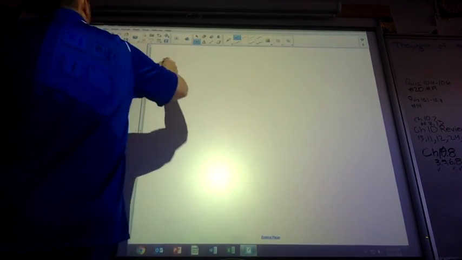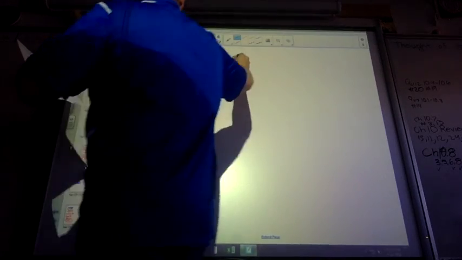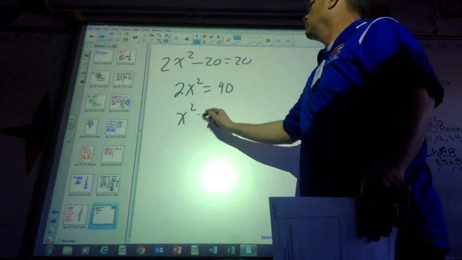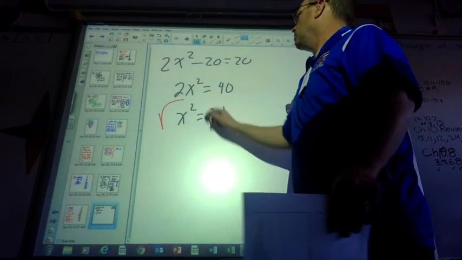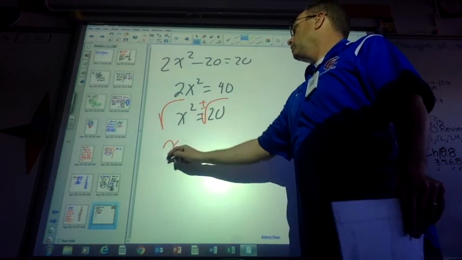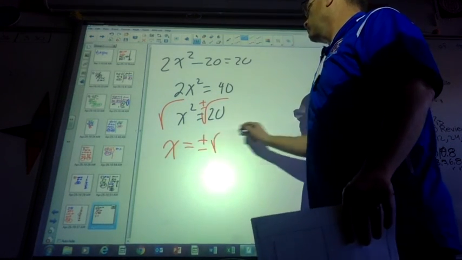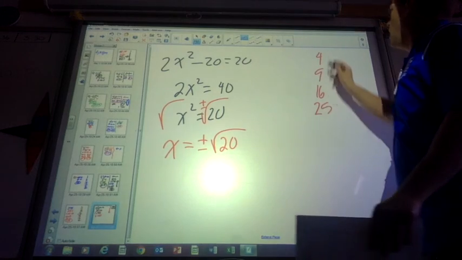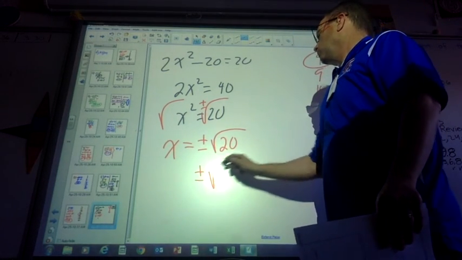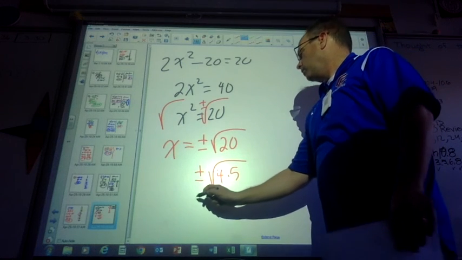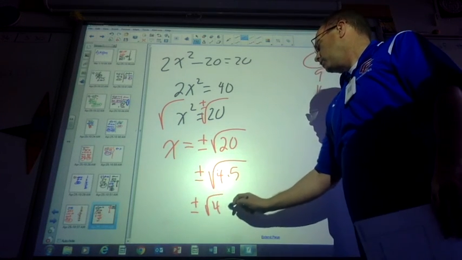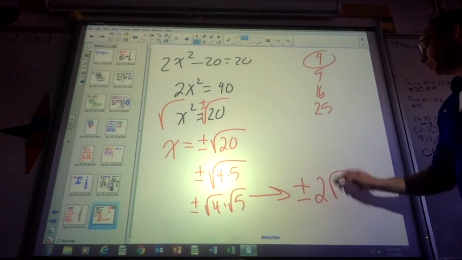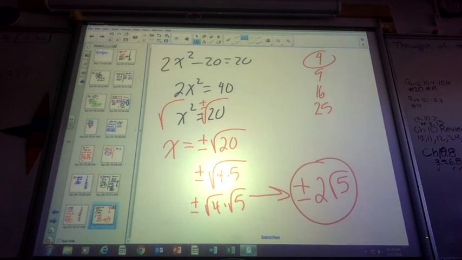Last examples. Let's see. 2x squared minus 20 equals 20. Add 20 to both sides. Divide by 2. Take the square root of both sides. Remember to keep a plus or minus. 20 breaks down. Let's see. I got 4, I got 9, I got 16, I got 25. Oh, 4 times something works. What else? 5. Which is the same thing as this. Which is going to be the same thing as this. Okay?